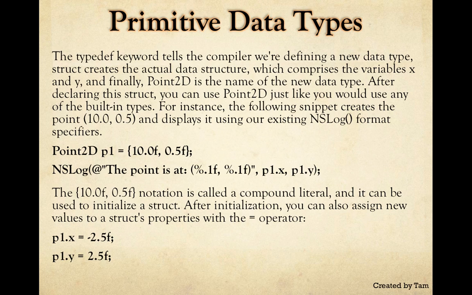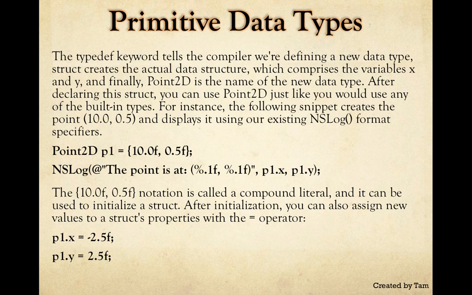The typedef keyword tells the compiler we are defining a new data type. Struct creates the actual data structure, which comprises the variables x and y. And finally, Point2D is the name of the new data type. After declaring this struct, you can use Point2D just like any of the built-in types. For instance, the following snippet creates the point (10.0, 0.5) and displays it using our existing NSLog format specifiers.